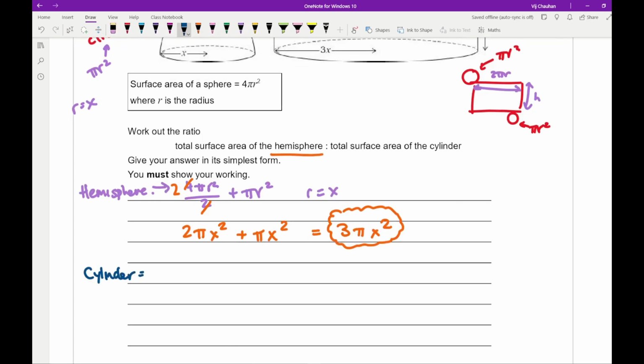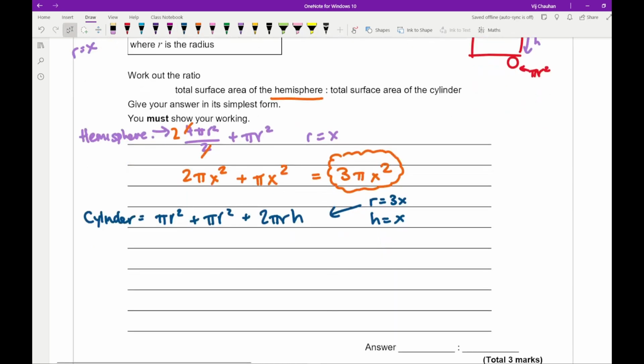Now that is 2 circles, which is pi r squared plus pi r squared, plus the area of the rectangle, which is 2 pi r times h. Now remember that we know that the radius is 3x and the height is x. So substituting those numbers in, what do I get? Well, I'm going to get pi times 3x squared plus pi 3x squared plus 2 pi r. Instead of r, I'm going to write 3x. Instead of h, I'm going to write x.